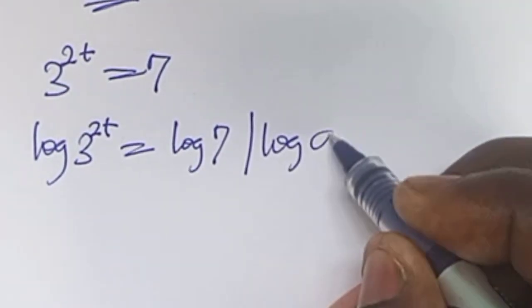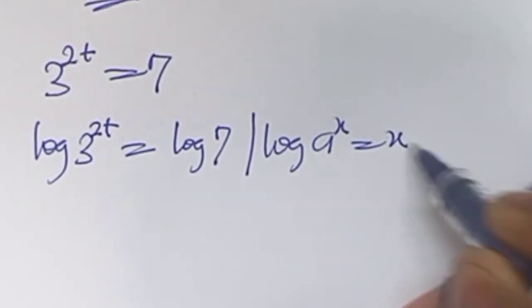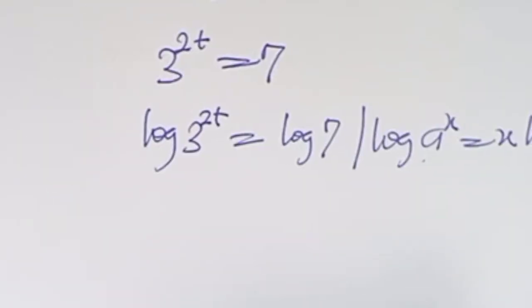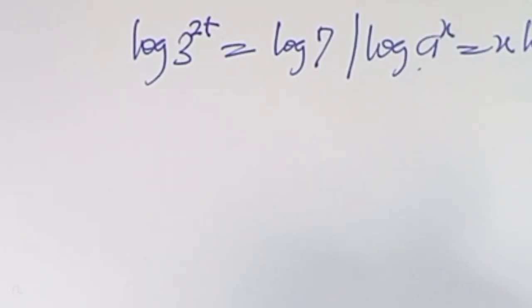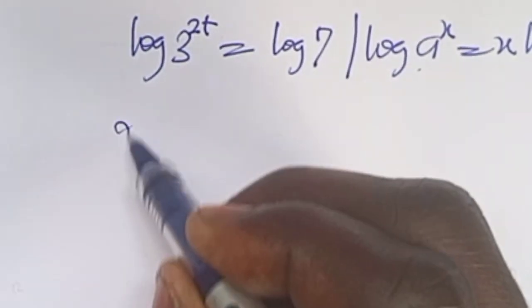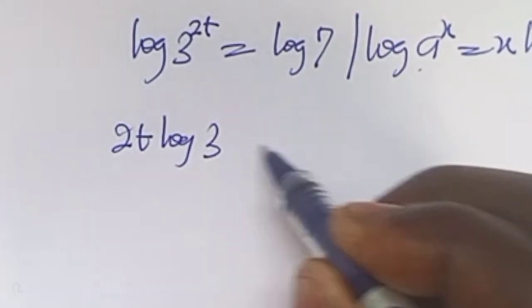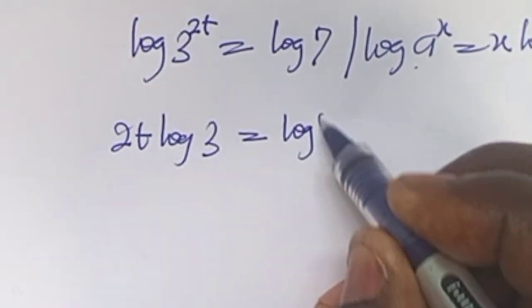But log a to the power of s is equal to s log a. So the power comes down to multiply the log. So the next line becomes 2t log 3 is equal to log 7.